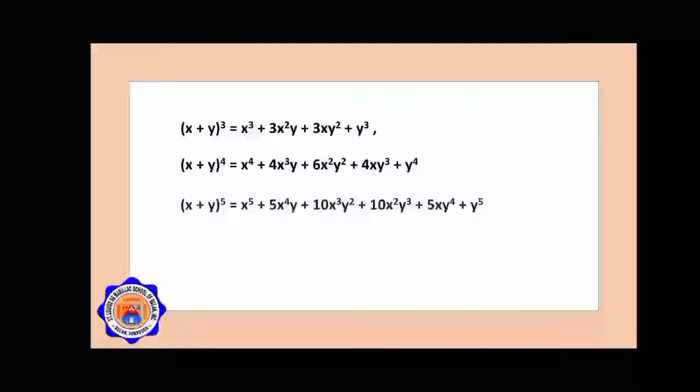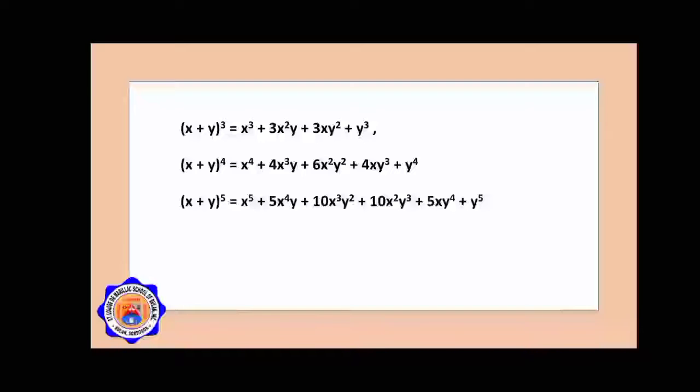Then, next is the x plus y raised to 5 is equal to x raised to the power of 5 plus 5x raised to the 4th power times y plus 10x cubed times y squared plus 10x squared times y cubed plus 5x times y raised to the 4th power plus y raised to the 5th power.